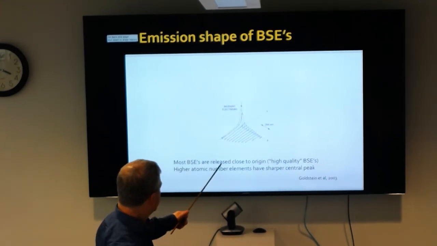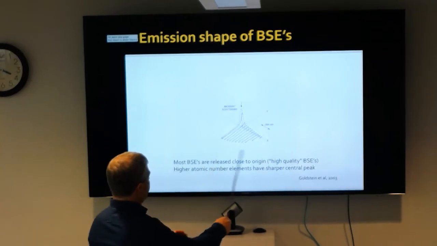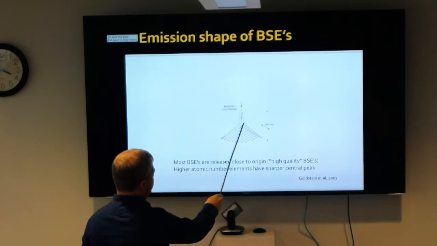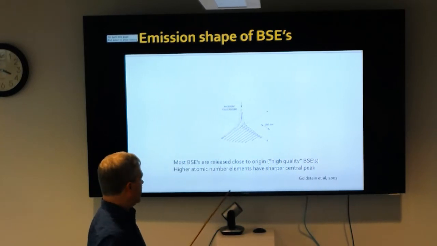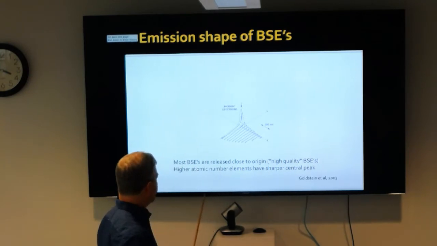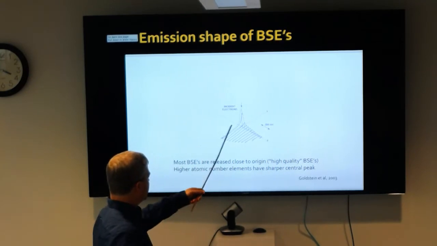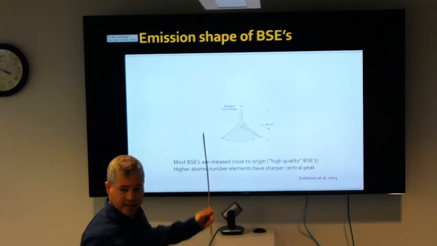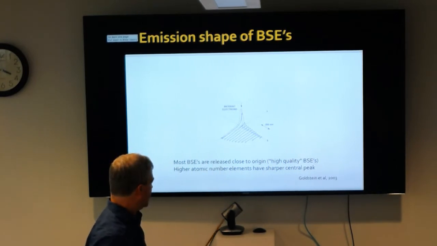Backscatter electrons also give a higher quality peak. They have a sharper peak, so they're more emitting where the probe hit versus outside of the probe area. So they'll give you a finer detail of what's in the sample and where it is versus secondaries, which are more spread out.